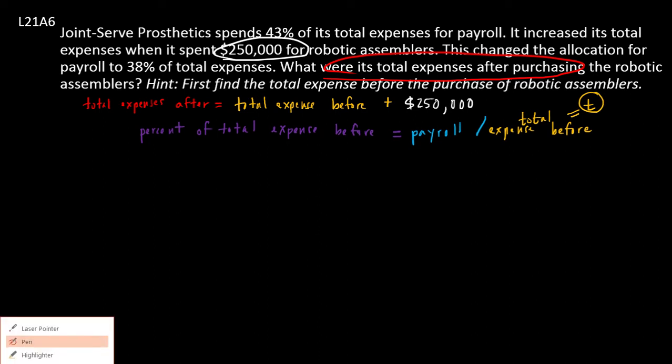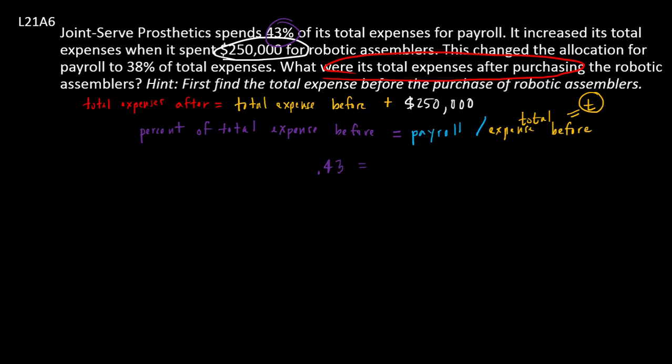So the percent of total expense before was 43%, so I'm going to plug that in. So 0.43 was equal to payroll divided by, and again, I'm just going to write T. So really the only thing I've done here is plug in that 43%, and I'm just writing total expense before in shorthand. I'm just writing it as T.